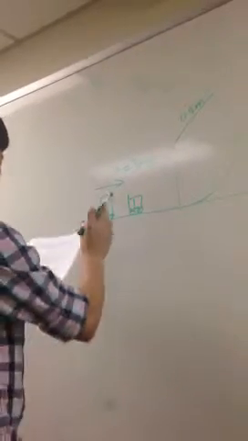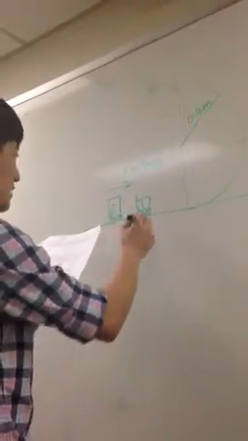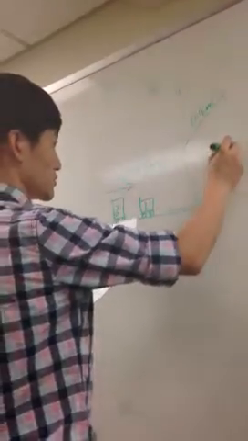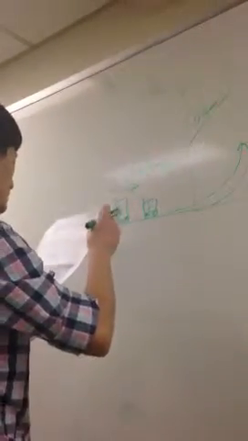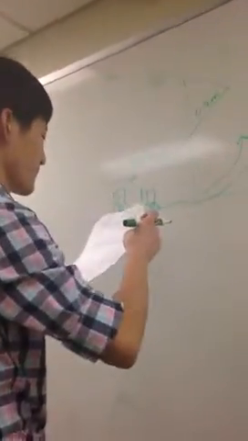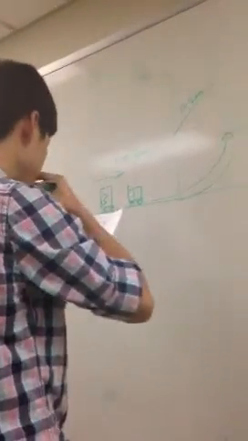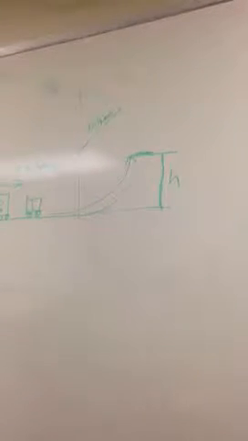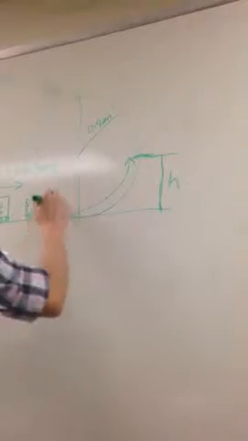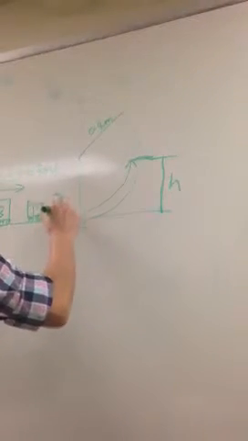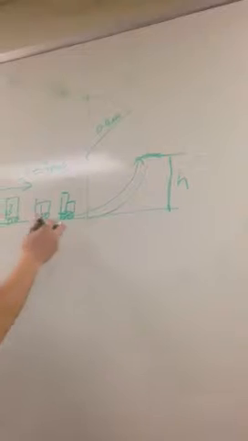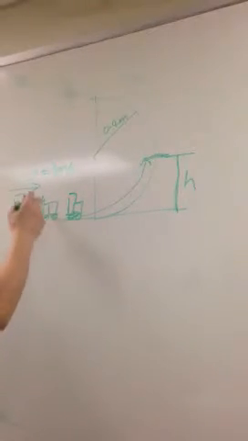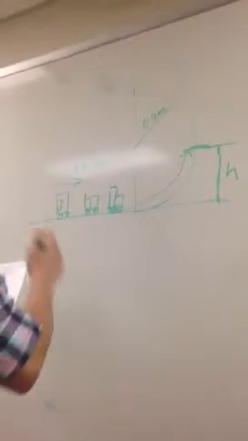And then the masses stick together and slide up this circular track. Okay. And then they went to a maximum height here. What we need to do is we need to know the initial speed. Actually, it's the final speed after the collision, right?